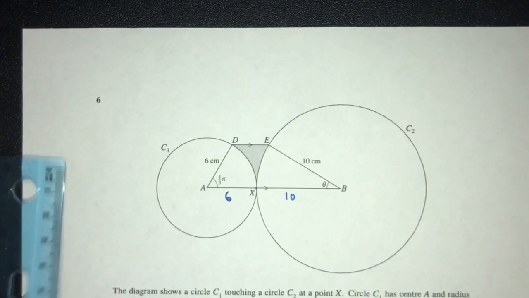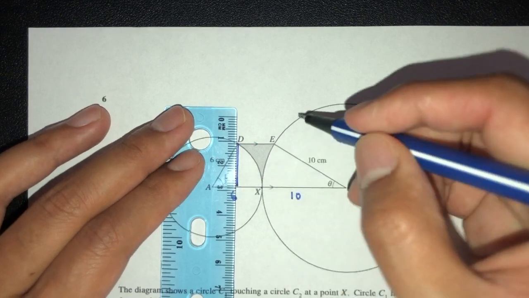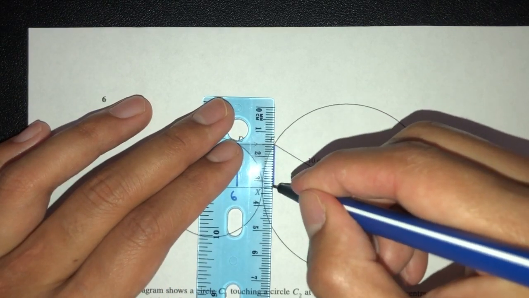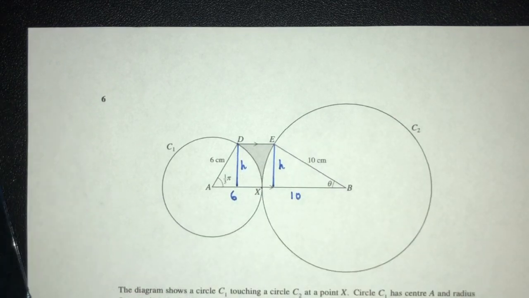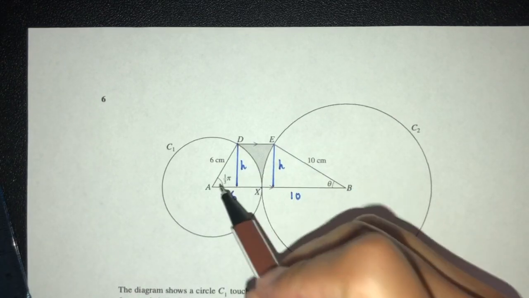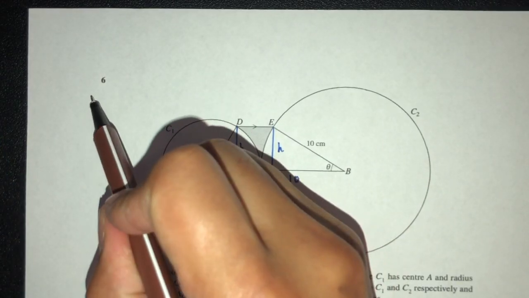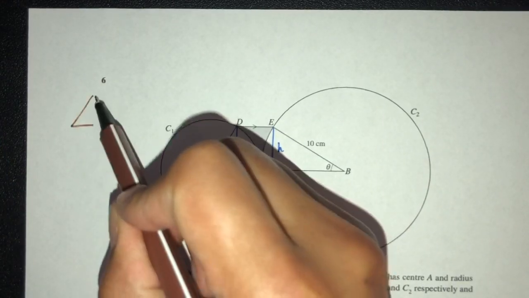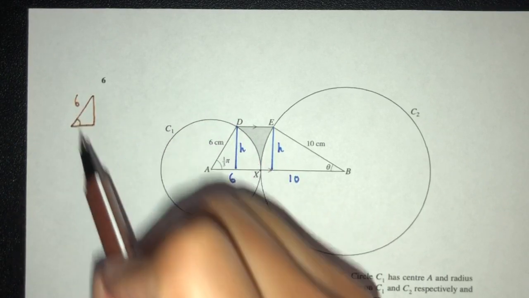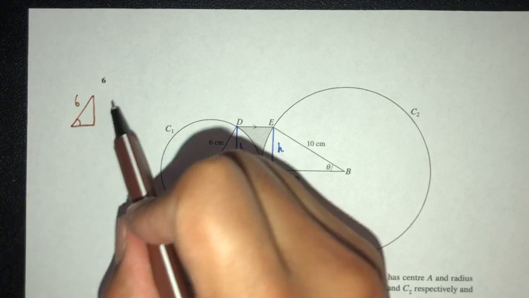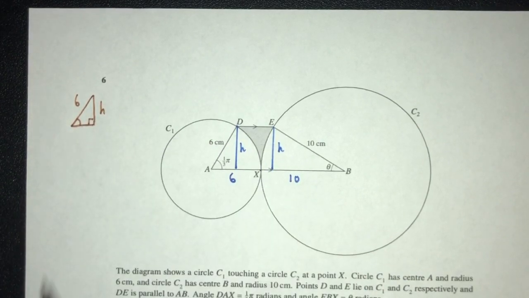So by looking at the height of D from AB and E from AB, we have to find this height and this height. One by one, let's first find this height. For example, I can take out the triangle. I will have a triangle here, and my perpendicular height. This is 6. This is the angle I can see here, and I need to find the h. This is 90. So by using SOHCAHTOA, we can find the value of h.